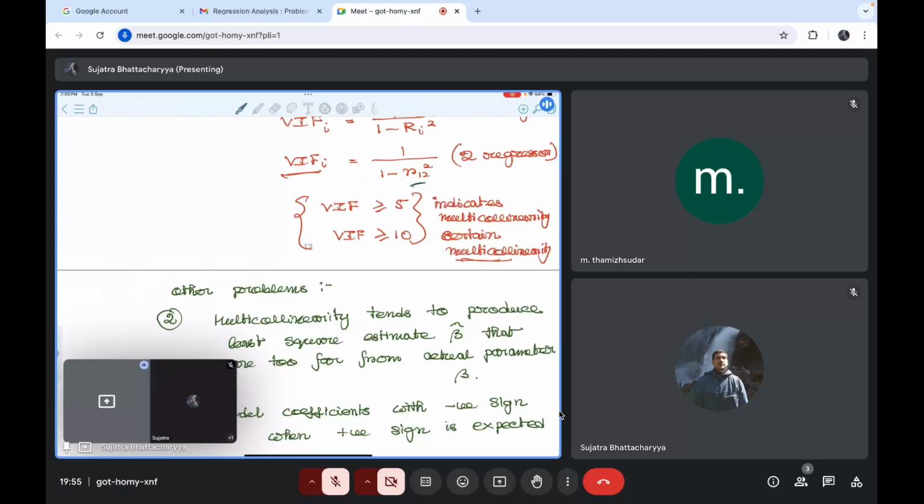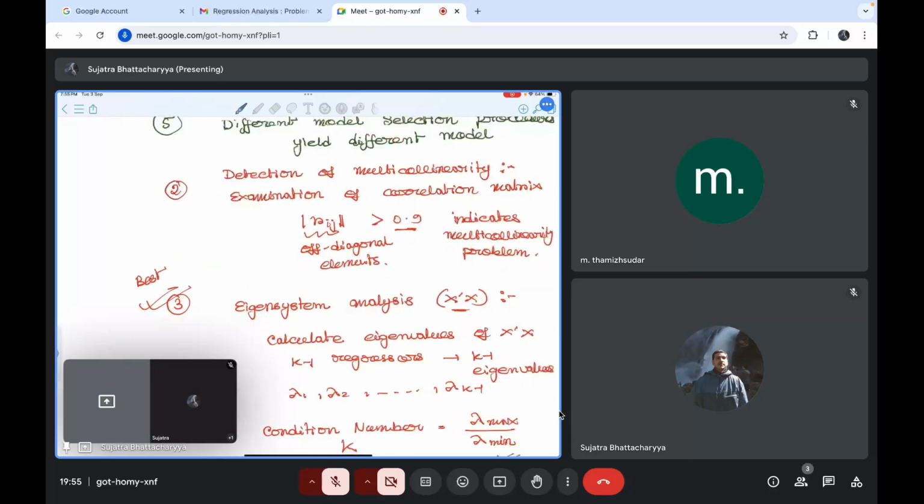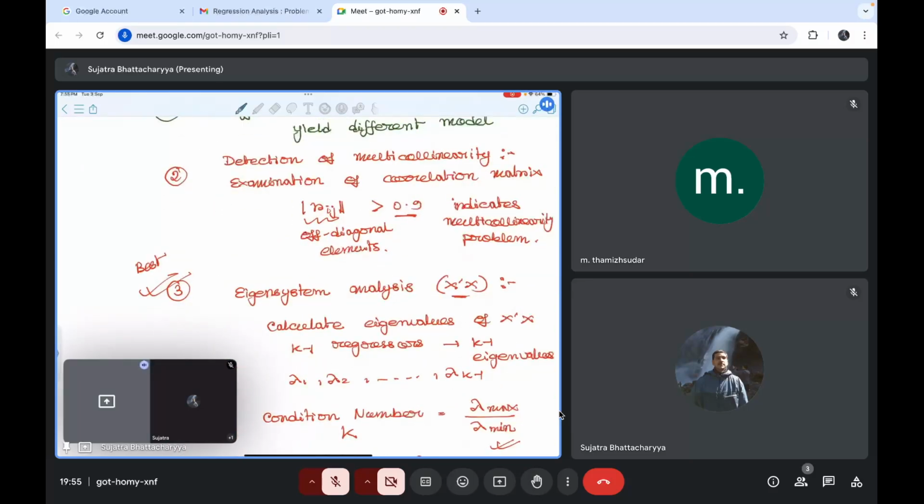And these are the criteria for VIF. If it is greater than or equal to 5, it indicates multicollinearity. Greater than or equal to 10, it says certain multicollinearity. Other problems we have discussed here, and then different detection techniques. Again, we have seen that the correlation coefficient is one of the techniques, which is nothing but a threshold value.